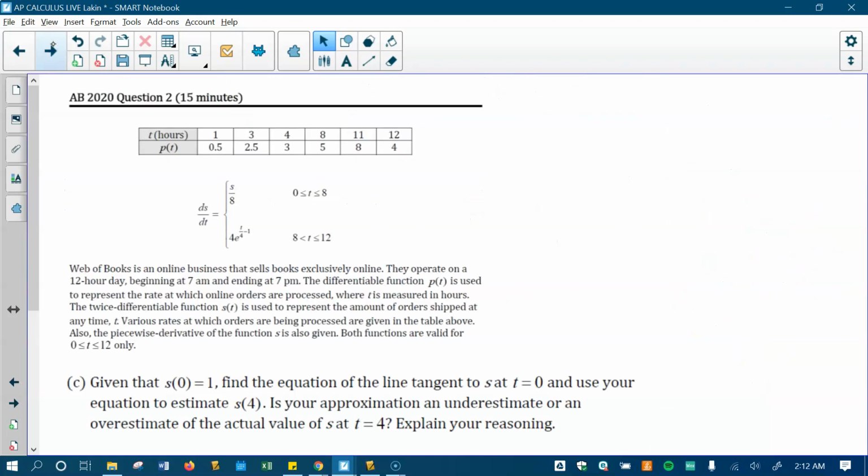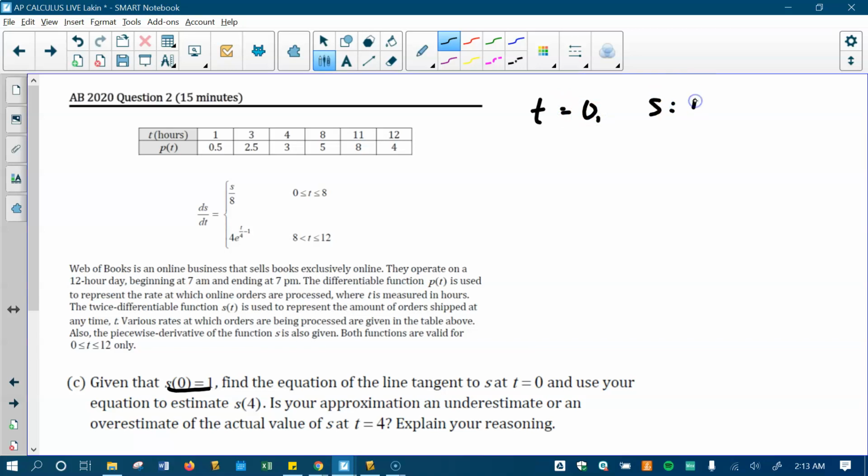Let's go on to the next one. Given that s of 0 equals 1, find the equation of the line tangent to s at t equals 0. Okay, freeze here for a second. It says s of 0 equals 1, which means that when t equals 0, s equals 1. So be aware of that, because t is your x, s is your y value, and you're going to need that in this problem. Now it says find the equation of the line tangent to s at t equals 0.